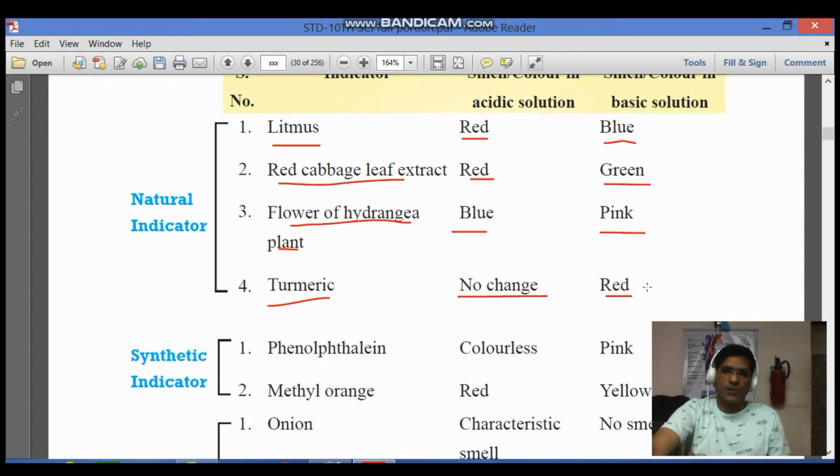In our house there is soap solution. Soap is always a base, and if we add turmeric powder, it will turn red. So it is a natural indicator.